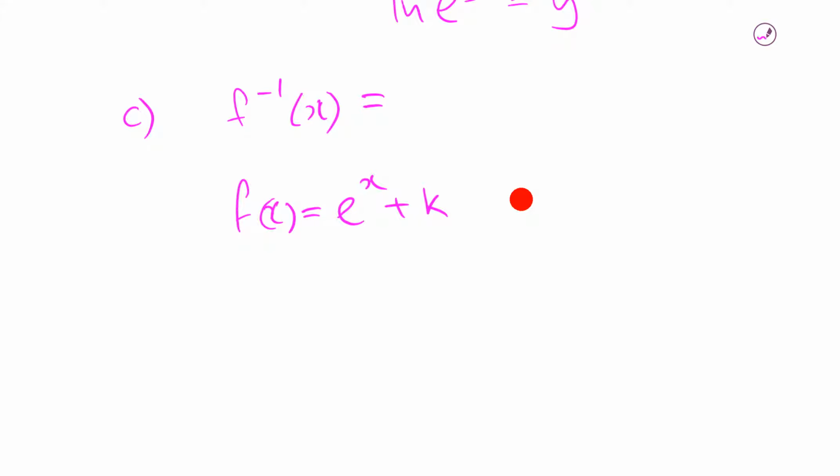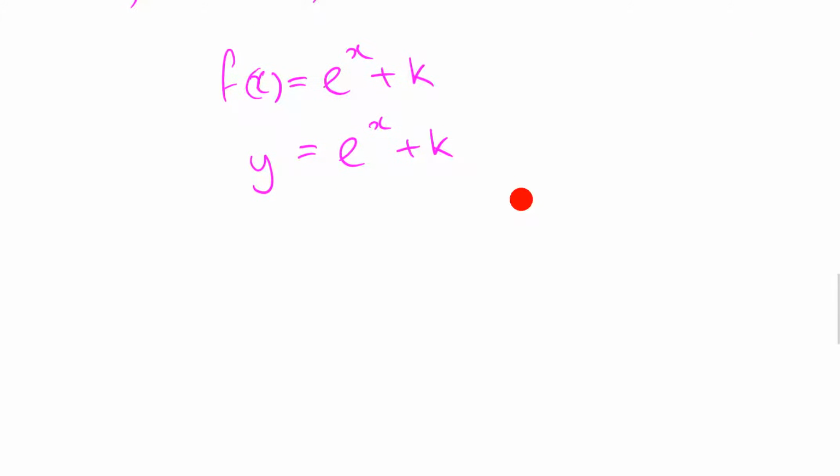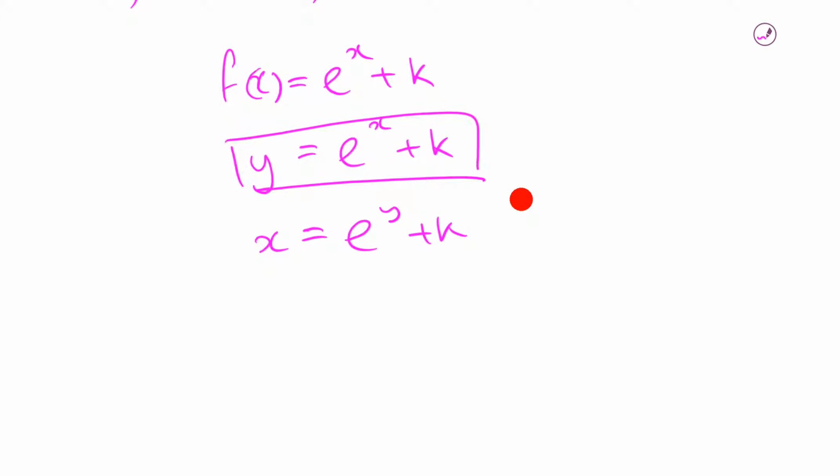What was the trick for finding inverse functions? Do you remember? Substitute it for y. Yes, f(x) is kind of like your y. The original thing is y equals e to the x plus k. So what do you mean by substitute? You have to do it the other way around, because this is the original one. So you've got that. And then what do you do?